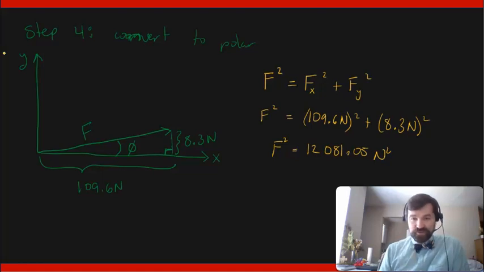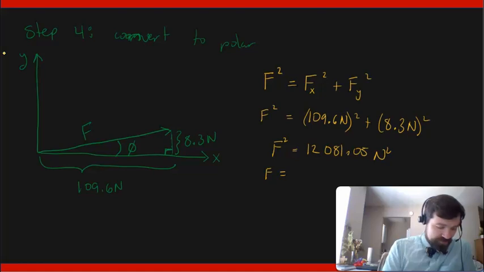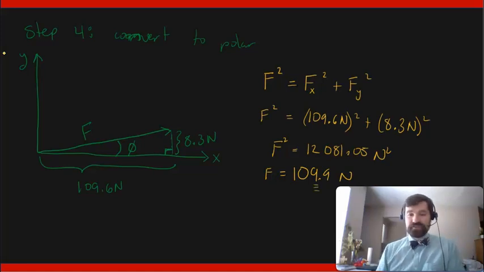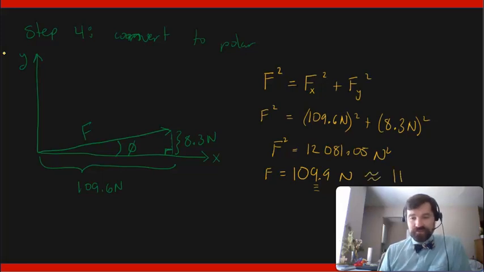Now I need to take the square root of both sides to get F. If I take the square root of both sides, I get 109.91. So I'm going to say it's 109.91 newtons. Really, we can only retain maybe this digit due to significant figures, so this is approximately 110 newtons.